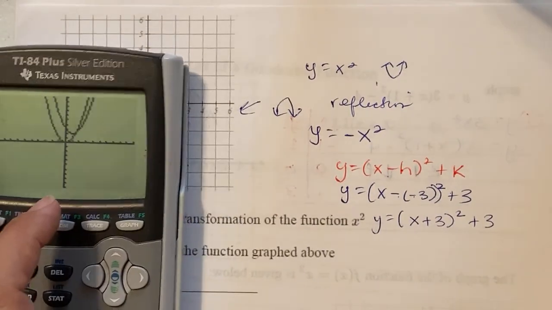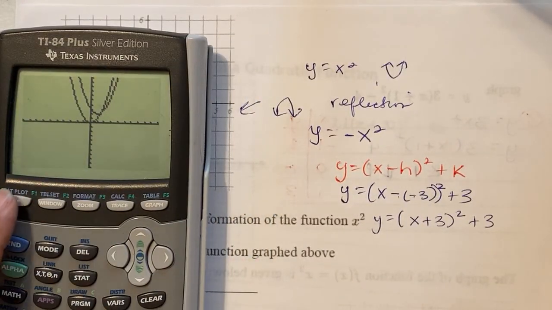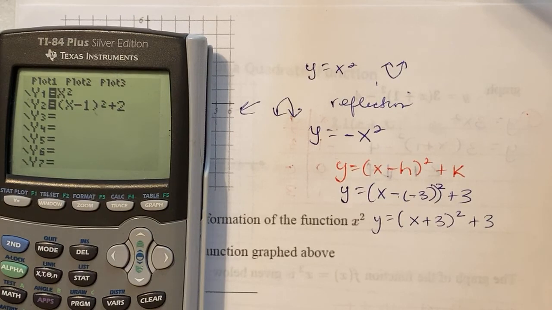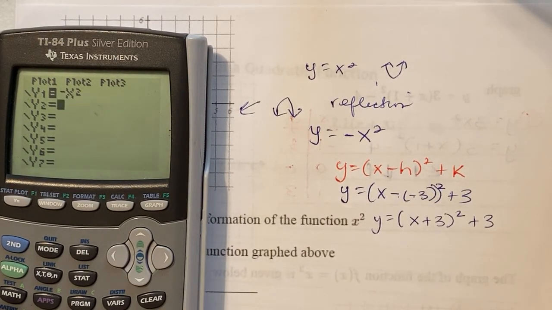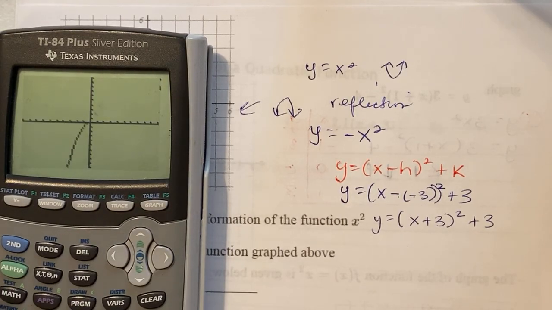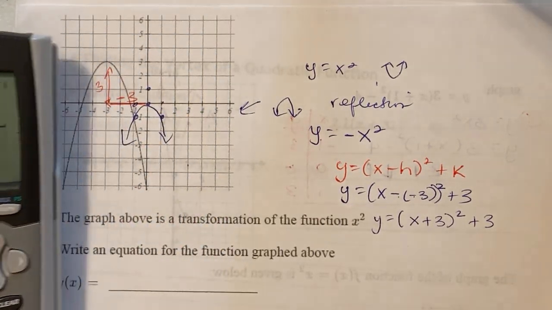So to verify your equation, go to y equals, clear both. Now write, remember, you use the little negative key, not the minus sign, the negative key. Then put x squared for the first line. Now type in the second equation that we just came up with, x plus 3 squared plus 3. And then hit graph. So there's our original.